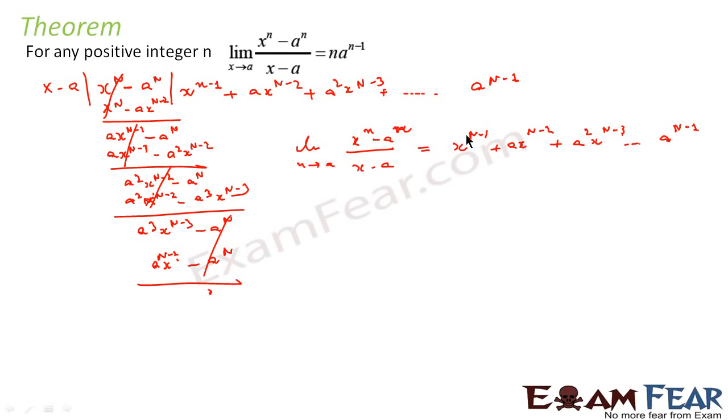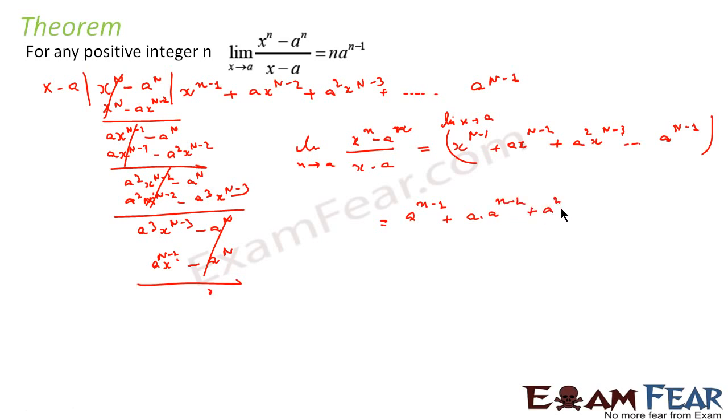So here also we'll put the limit. On the right-hand side also we will say limit of x tends to a. We'll put the value of limit x tends to a. This will become a to the power n minus 1, because if you put x equal to a, this becomes a to the power n minus 1, plus a into x to the power n minus 2 will become a to the power n minus 2, correct?